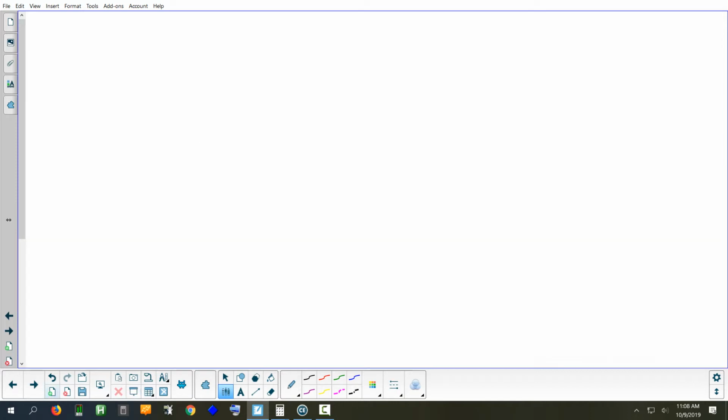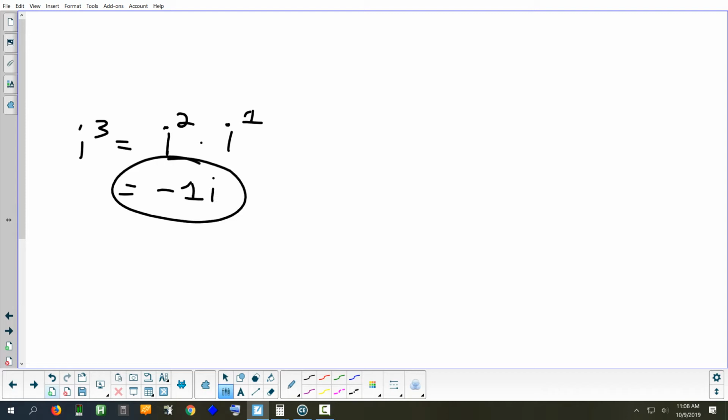How about i cubed? -i. Yeah, if you think of it like this. Think of i cubed as i squared times i to the first. Well, we just did i squared, that was -1. And then think of it like that. i cubed is -i, which we normally write like this.